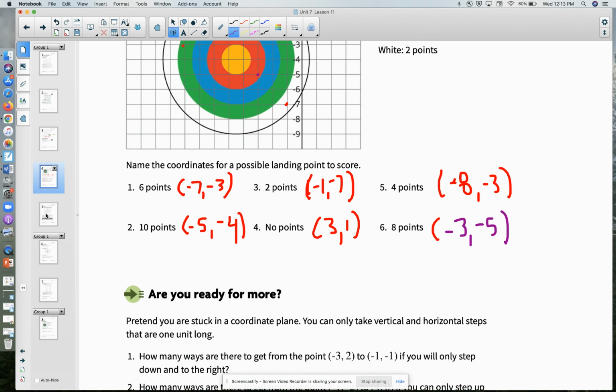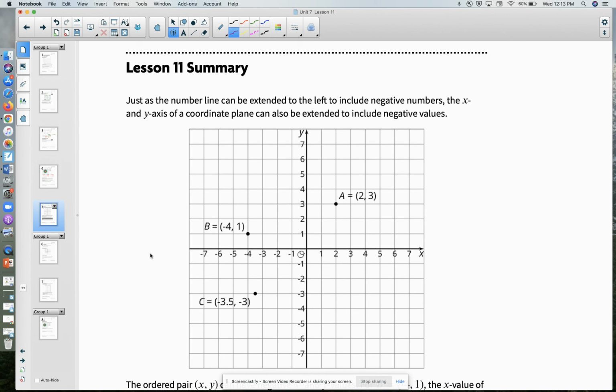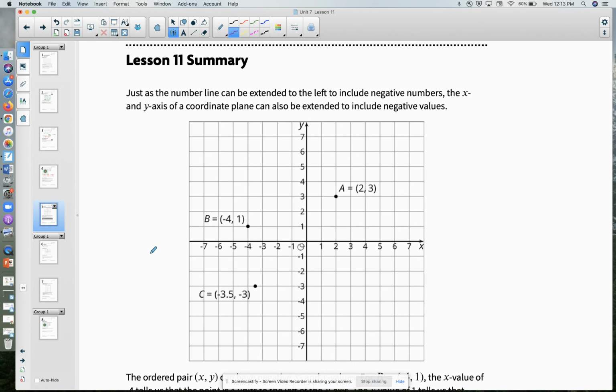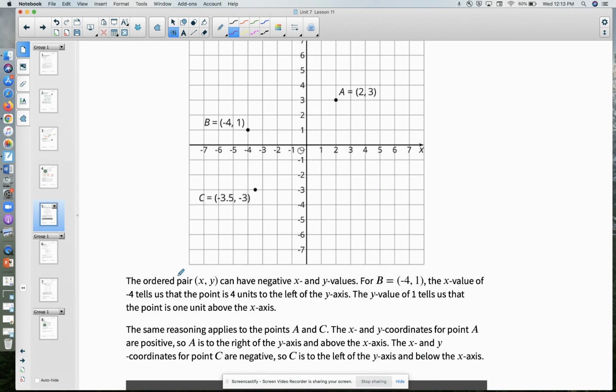And then just read the lesson 11 summary to yourself. Just read that. Okay? If you have any questions, let me know. There's no homework in math tonight. Just make sure you go on iReady if you need to. And if there's other missing work that you need to do, make sure that you turn it in.